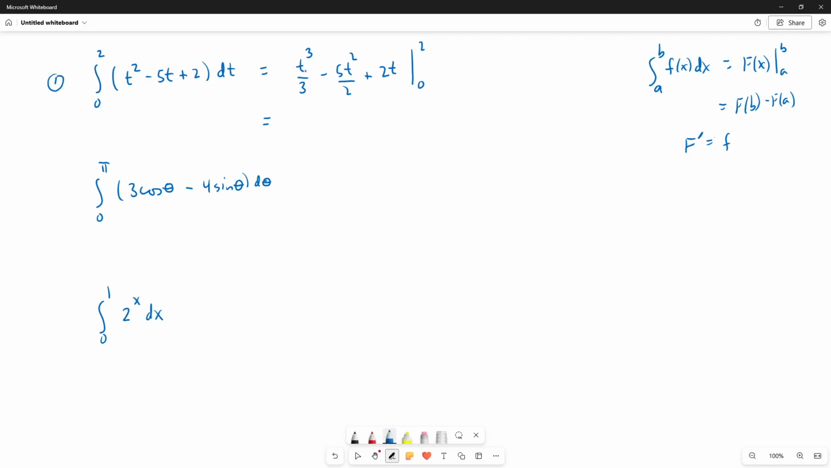If we plug in 2, then we get 2 cubed, which is 8, divided by 3, minus 5 times t squared over 2. So 2 squared is 4, times 5 is 20, divided by 2 is 10, and then plus 2 times 2 is 4, and then some arithmetic. This is 8/3 minus 6, and 6 is 18/3, and so this is negative 10/3.